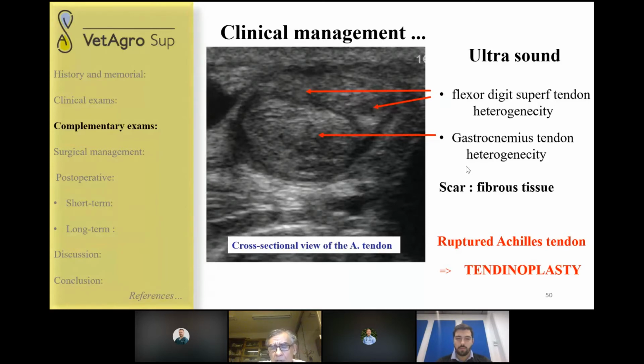and do an augmentation with an artificial tendon. Next slide, please.